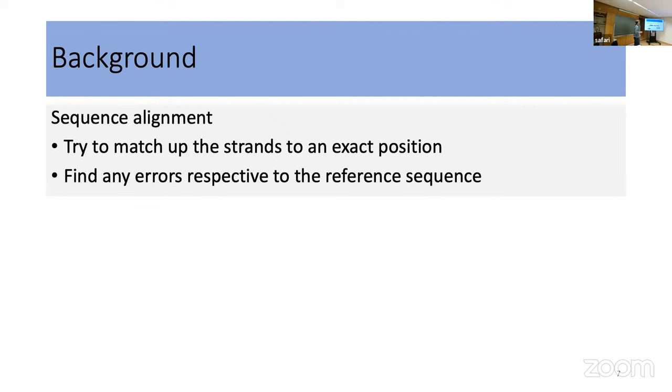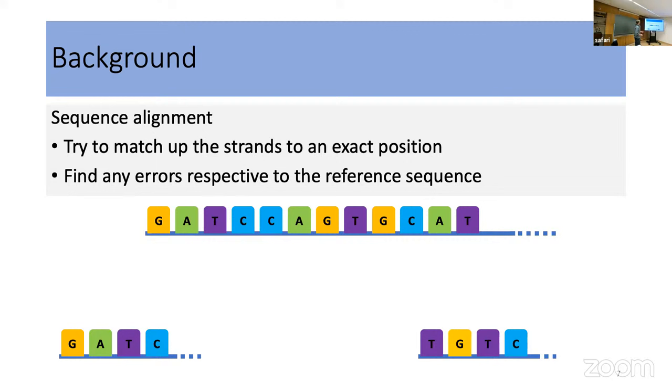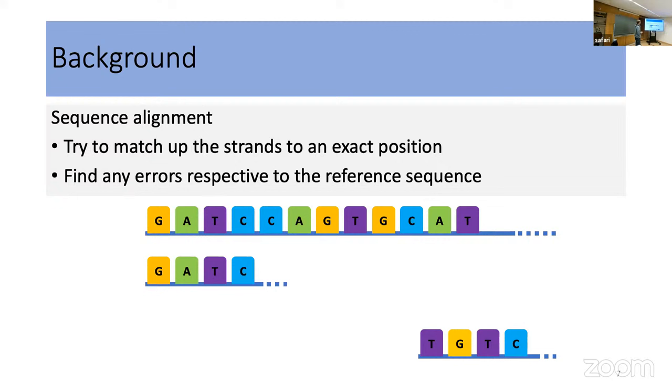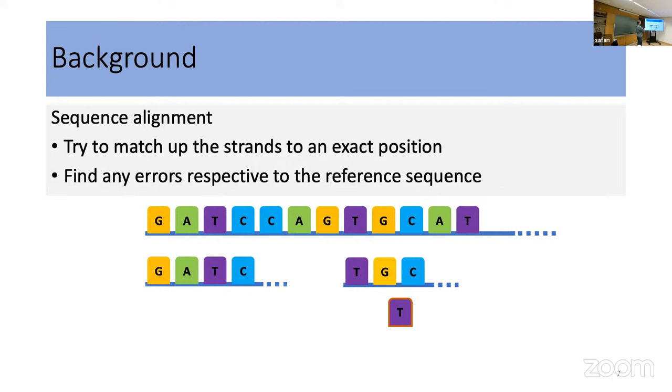Next, in the sequence alignment step, we try to match up these short reads to exact positions in the reference sequence, as well as find potential errors that are in these short reads. So for a given reference sequence and these other reads, here we have the first one you see as an exact match. And the second one, we mapped to this sequence here, and we found that there's been an insertion of a T base, which might indicate a disease, but could also just be the difference between blonde and brown hair.